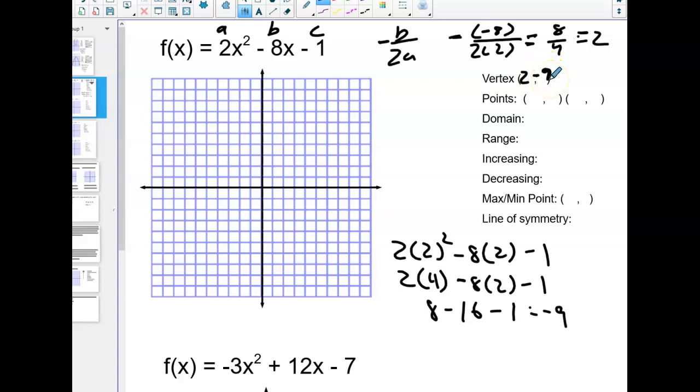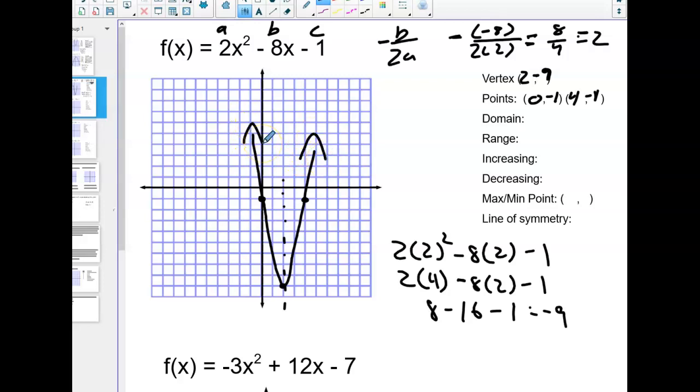Okay. My other 2 points, I'm going to plug 0 in for x every single time, and I'm going to get negative 1. So if I plot those 2 points, 2, negative 9, I'm right here, and 0, negative 1, I went over 2 from my line of symmetry. I went over 2, I need to go over another 2. So my other point is going to be 4, negative 1. And now I can draw my graph from those 3 points.